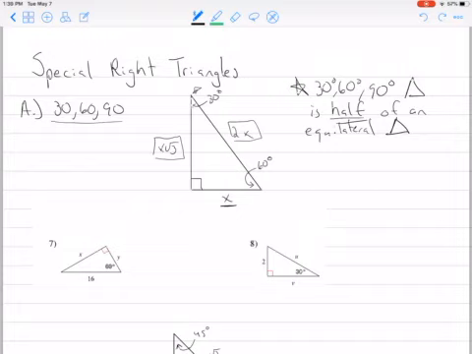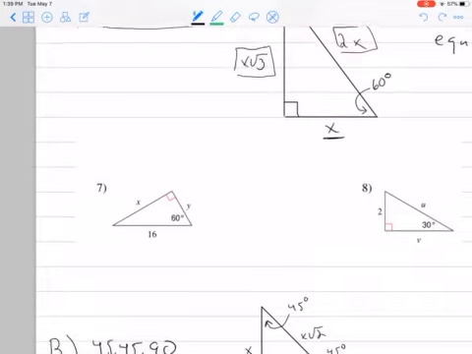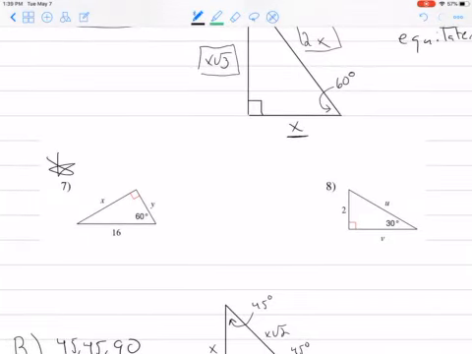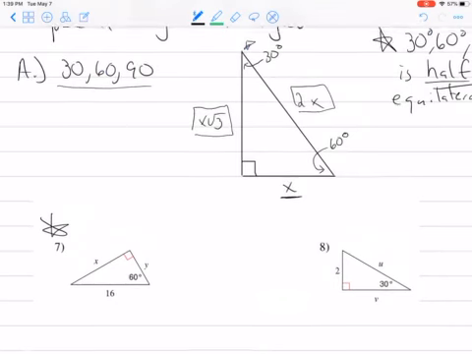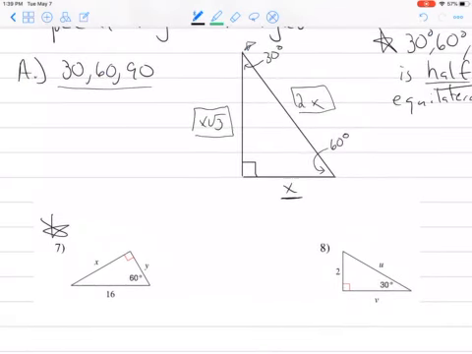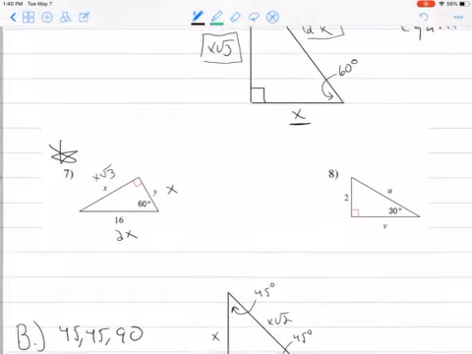All right, so what do we do with the 30, 60, 90 in this situation? Well, what I'd like you to do is draw this little triangle here, number 7, okay? And we're going to use this as a reference, okay? So what I always do is I label my pieces. My hypotenuse is 2x, so I know this is 2x. I know across from the 30 degrees is x, so this is x, which means this right here is going to be x root 3, okay?